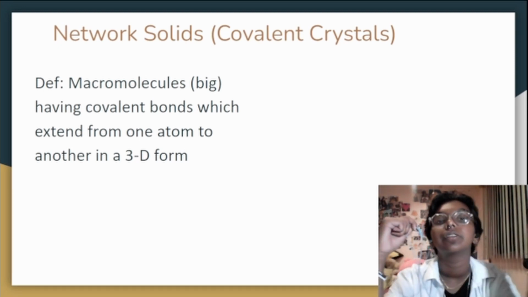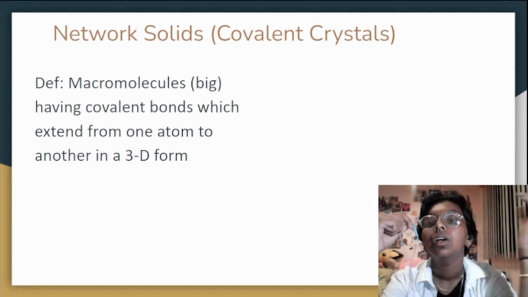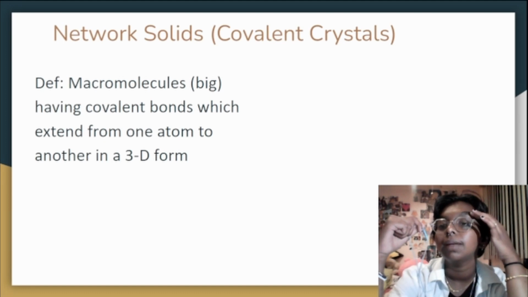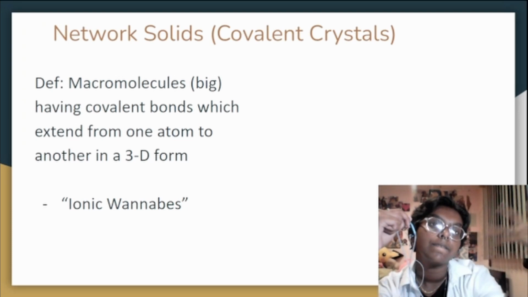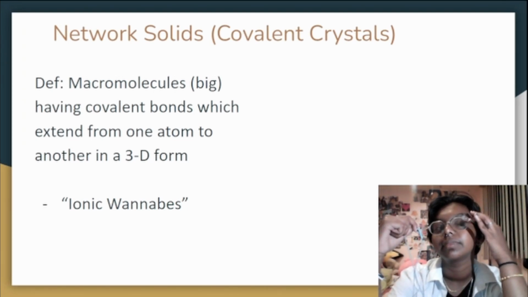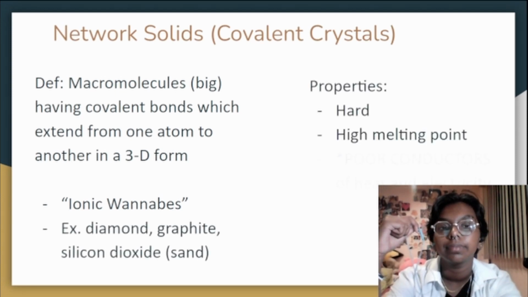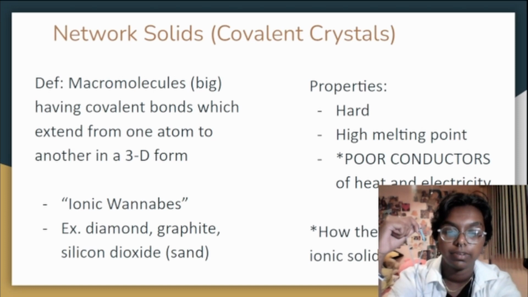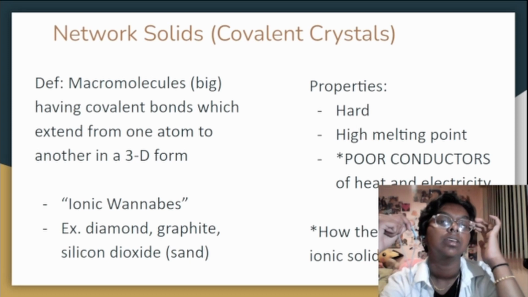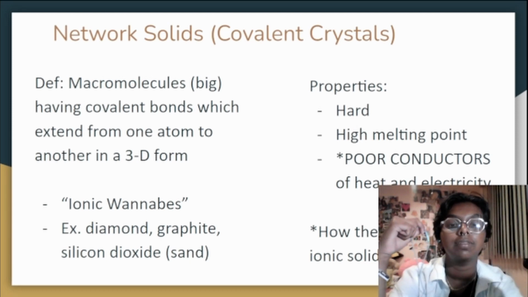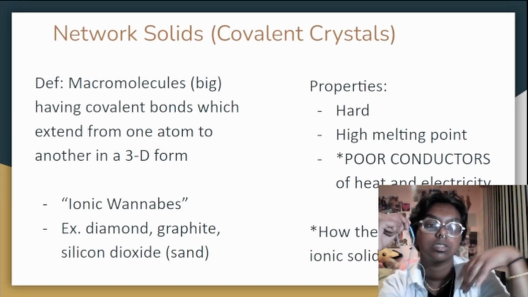Anyways, network solids, which are covalent crystals, right? So there are macromolecules, huge molecules pretty much, that have covalent bonds which extend from one atom to another in a 3D form. So they're pretty much ionic wannabes. They have some properties of ionic things, but they don't at all. Examples of these network solids are diamonds, graphite, and sand. They're hard and they have high melting points, but they differ from ionic solids in that they are poor conductors of heat and electricity.